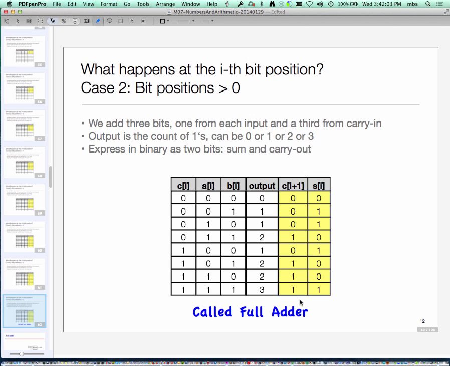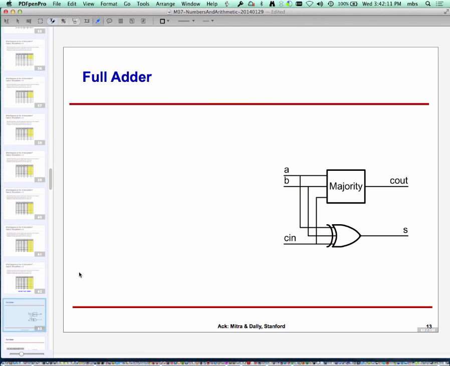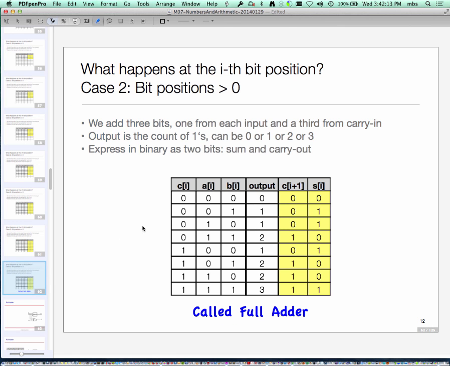Okay, so looking at this, how can we implement it? So now let's look at this one. So let's look at carry first.